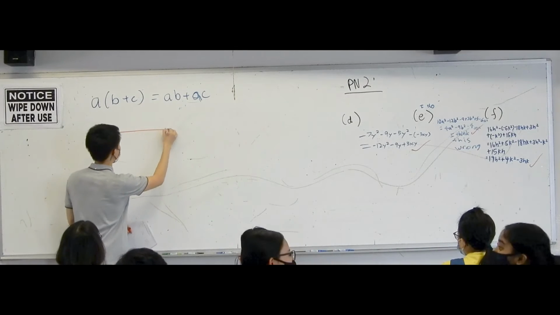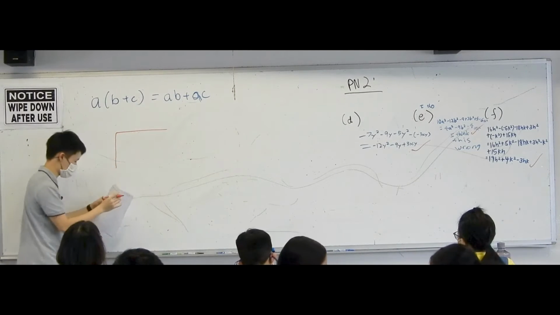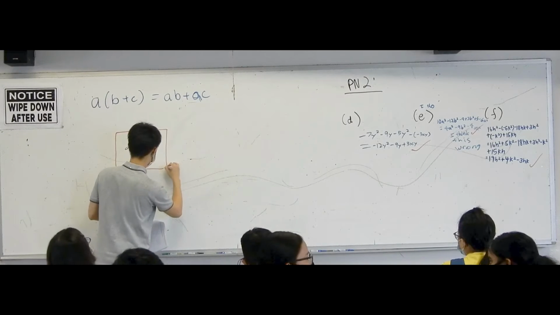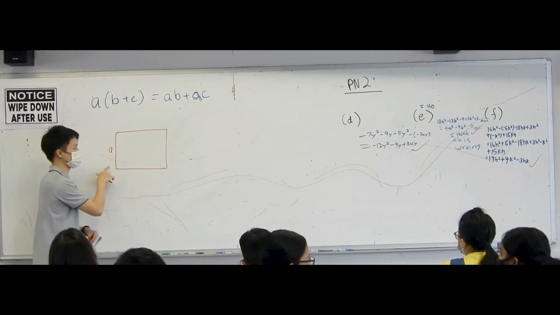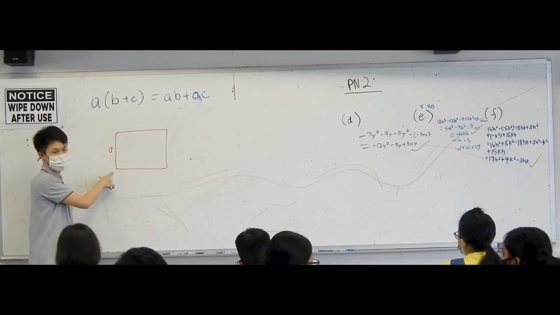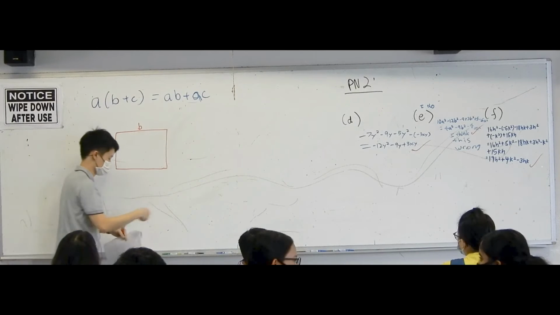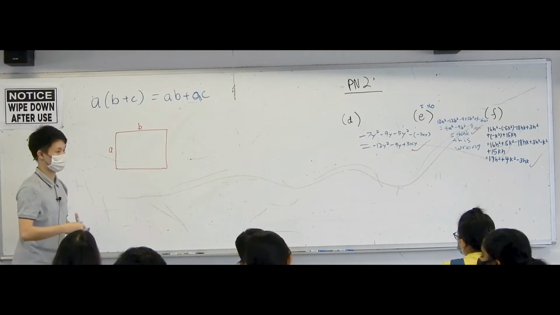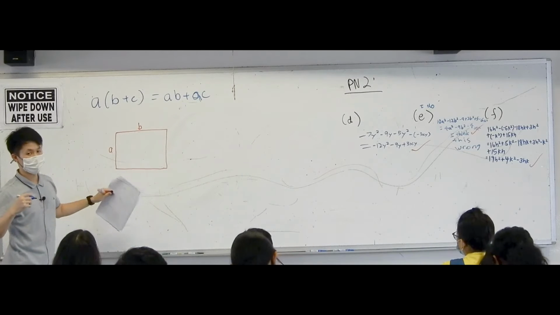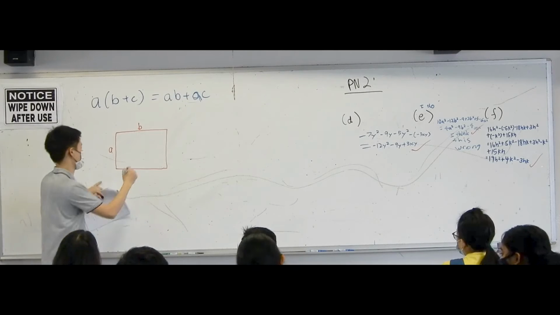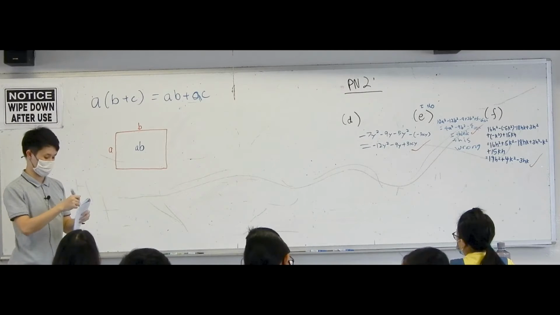Okay, so now let's look at this rectangle here. I want to say that the width of this rectangle here is A and the length is B. So what is the area? AB? BA? AC? AB lah. Alright, the area here is AB.